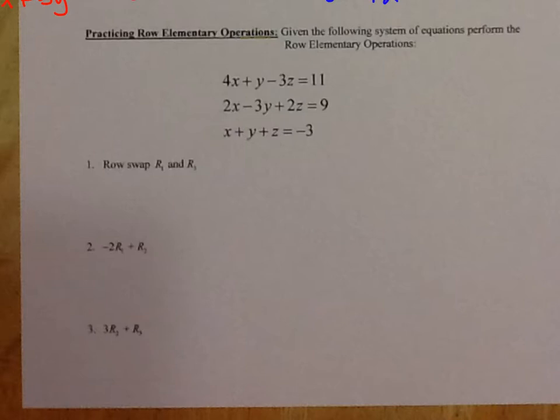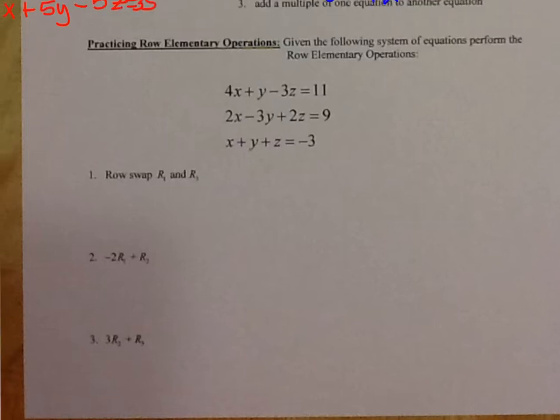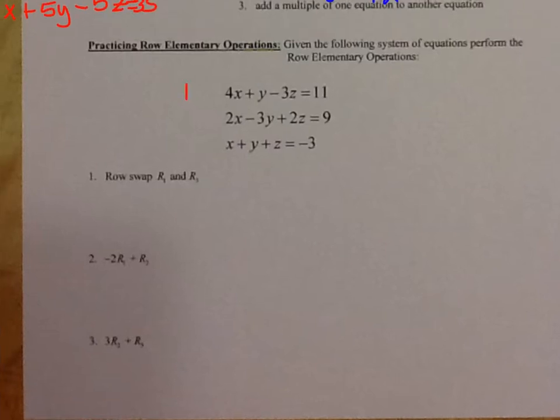Alright, so number 1 says to swap row 1 and row 3. So the first one would be row 1, the second one would be row 2, and the third one would be row 3. So I want to swap row 1 and row 3. So row 2 is going to stay the same. So row 2 is going to stay 2x minus 3y plus 2z equals 9. That's row 2.